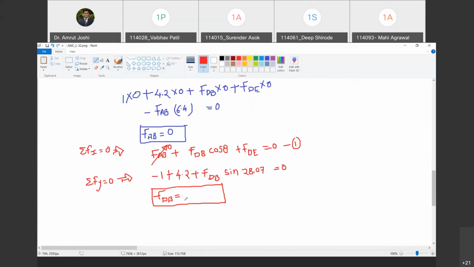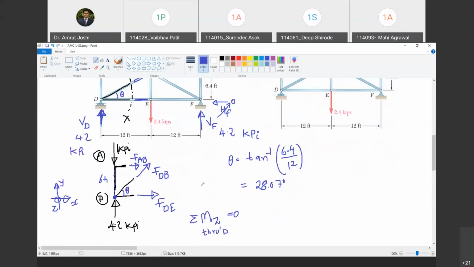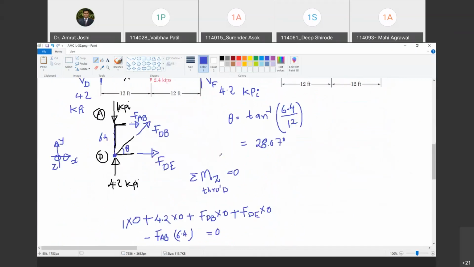So minus 6.8 kPa, and therefore it is compressive in nature. Are you with me? Yes, sir. So let me write down that. All the compressive forces I will mark in blue. So FDB is 6.8 kPa, and it is in compression. Happy? Yes, sir. Let us move ahead.